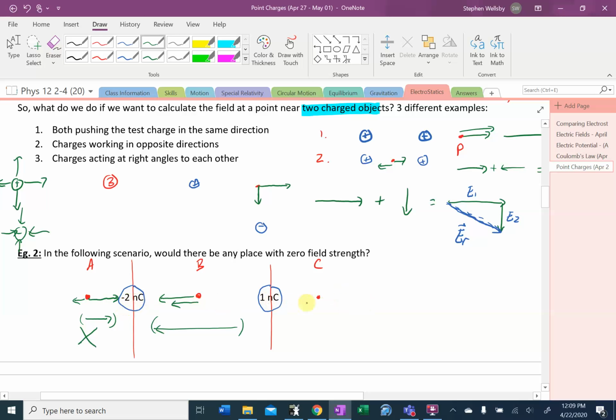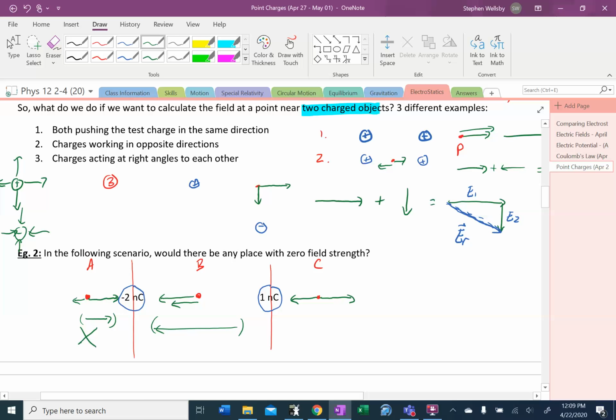So from the -2 nanocoulomb charge, that'll be an attractive force, so that's going to be pointing this way. And from the 1 nanocoulomb, that's going to be a repulsive force, so that's going to be this way. Now, this one here is less charge, but it is closer. This one here is more charge, but it's further away.